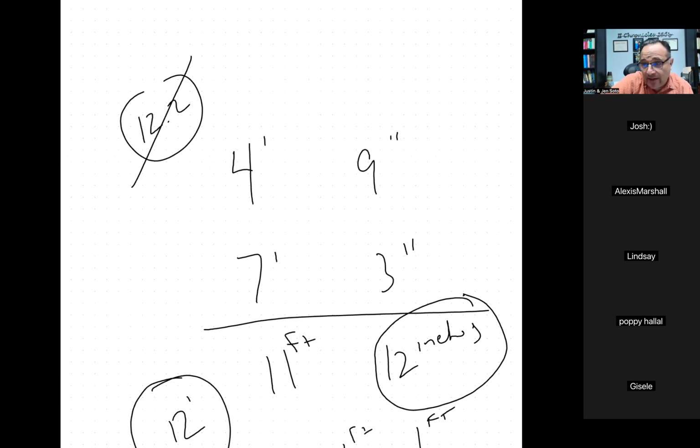Okay, I'll show you another way to do it, okay? If you wanted to do it this way, you could. You could say 4 and 9/12 plus, because it's 9 inches of 12 inches, right? That's where the 12 comes from here, because there's 12 inches in a foot, plus 7 feet, 3 inches, okay? Now watch what happens here if you do this. The denominators are the same. You add the numerators. 9 plus 3 is 12.